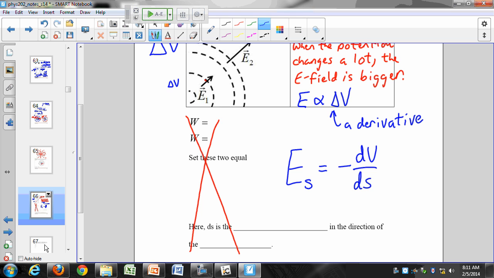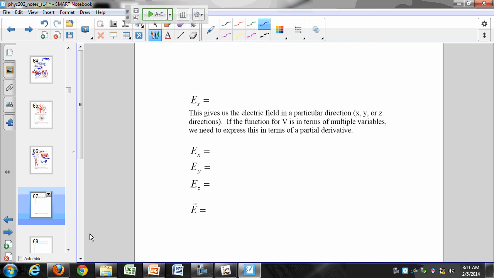I go down to the next page. So for example, E_s is actually the negative dV/ds. By the way, this is on your equation sheet, if I'm not mistaken. Can I see somebody's equation sheet? It's in the very back.